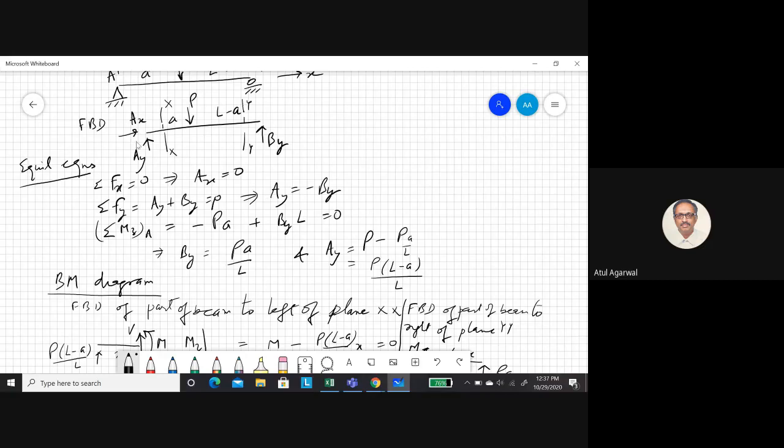So now take moment about point A. This force P gives a moment of minus Pa, and this force BY gives BY into L. So you get By is equal to Pa by L. And then Ay is equal to P minus By, where By is Pa by L. So here I have fixed it up. Somewhere this was wrong. Okay, you ignore it.